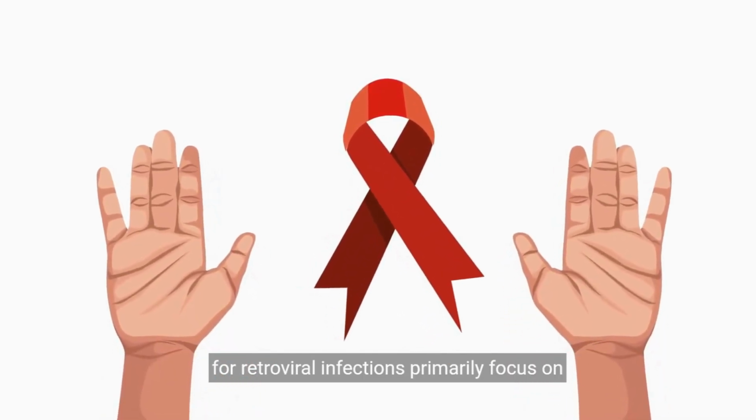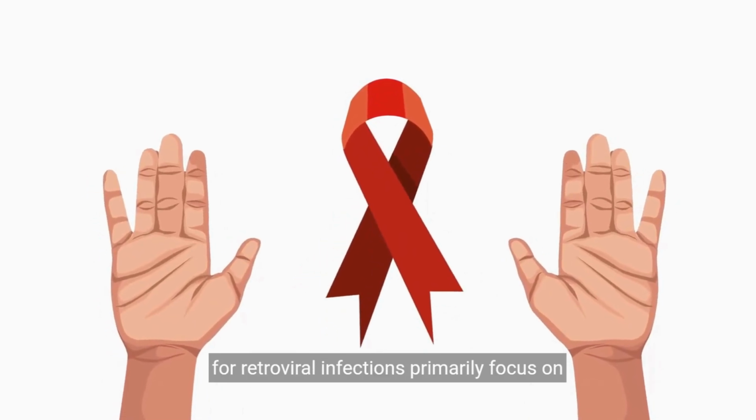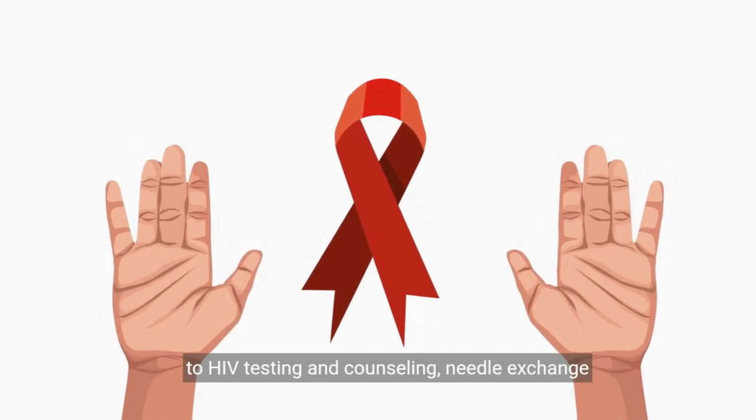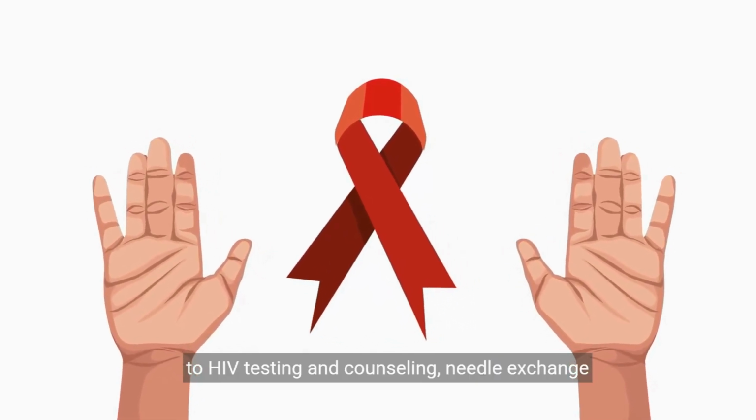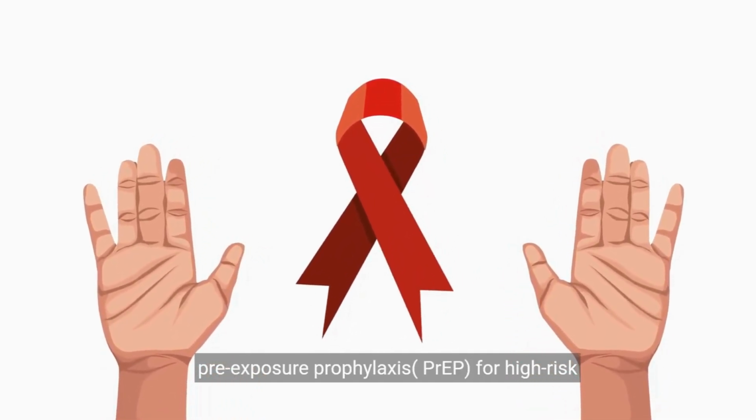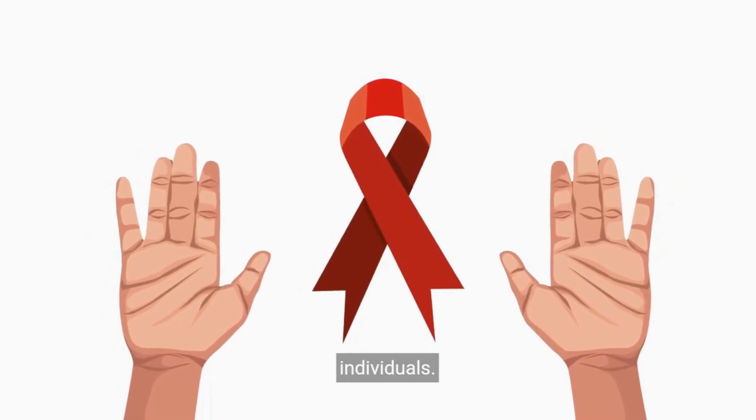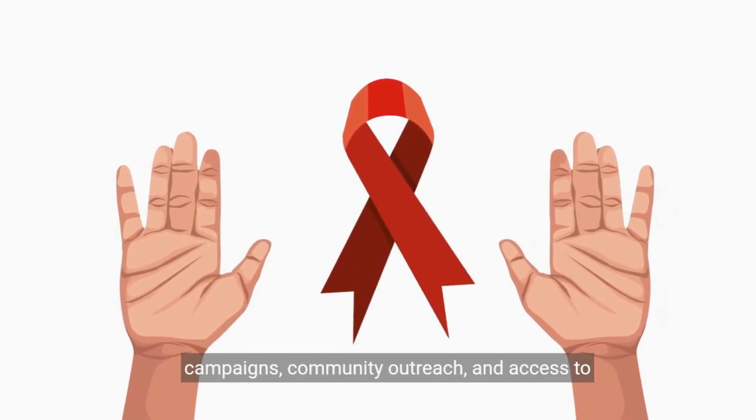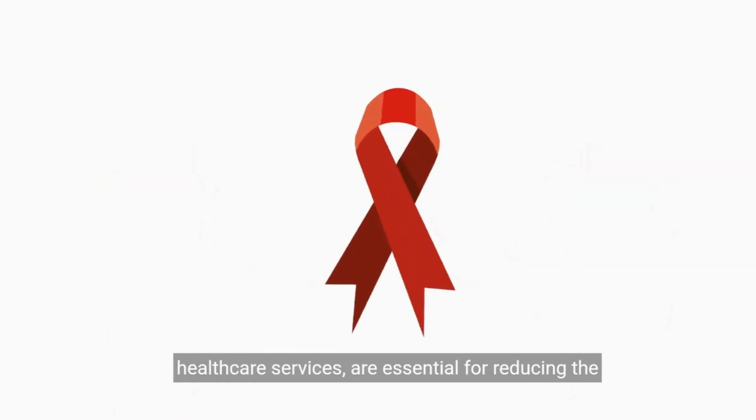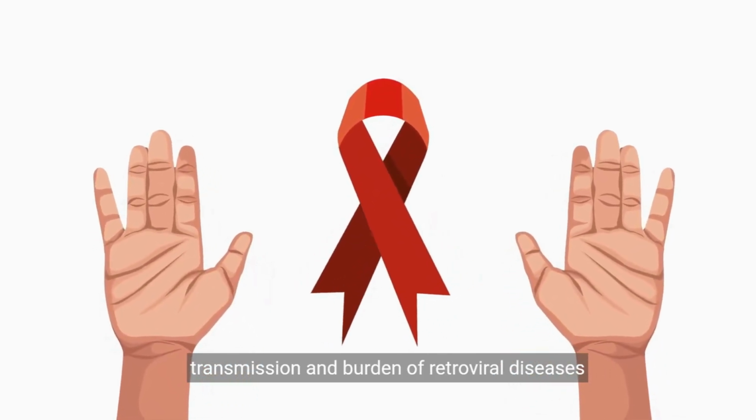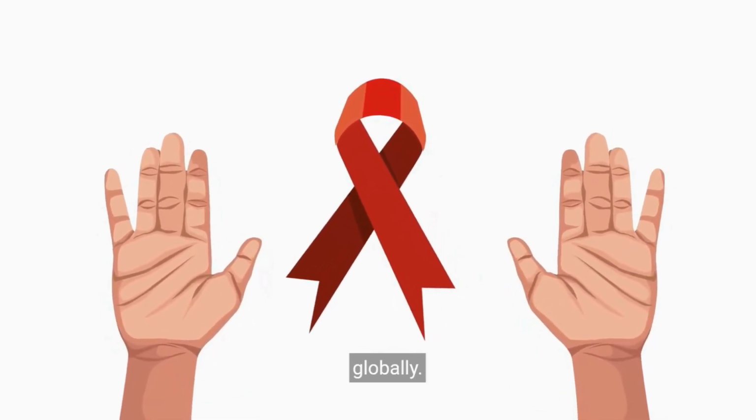Public health and prevention. Prevention strategies for retroviral infections primarily focus on education, promotion of safe sex practices, access to HIV testing and counseling, needle exchange programs for intravenous drug users, and pre-exposure prophylaxis (PrEP) for high-risk individuals. Public health initiatives, such as awareness campaigns, community outreach, and access to healthcare services, are essential for reducing the transmission and burden of retroviral diseases globally.